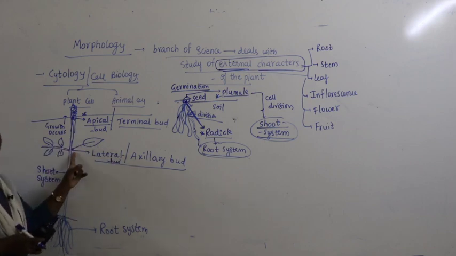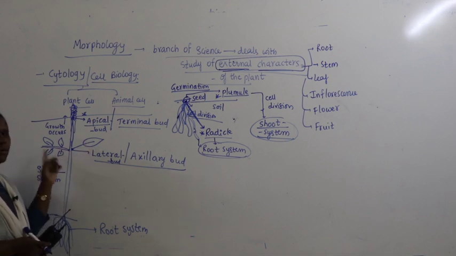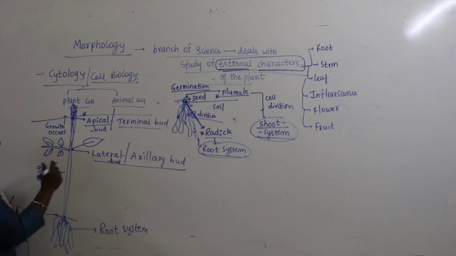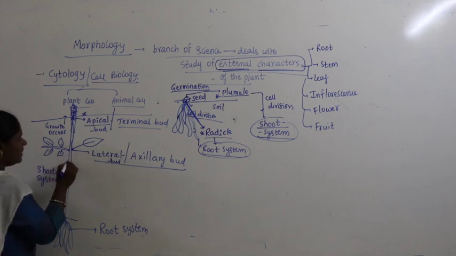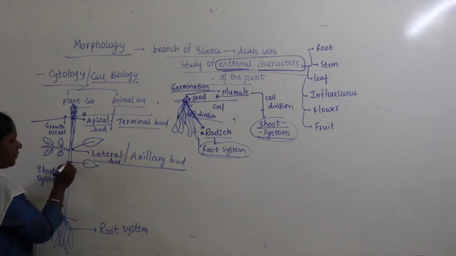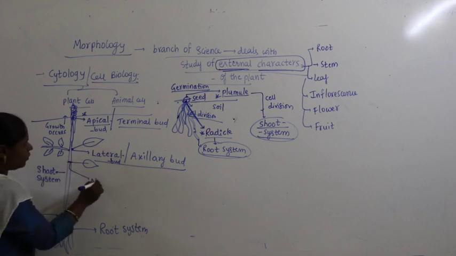The axillary bud gives rise to maybe the leaves or maybe the branches. Now, on the shoot system, if you observe clearly, the place from where there is a formation of leaf is called the node.